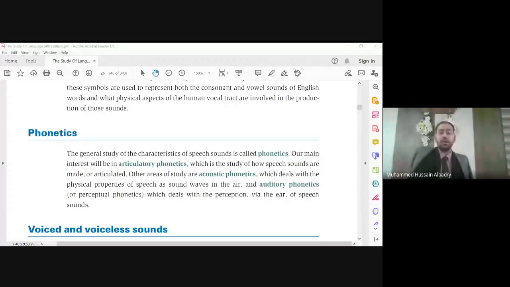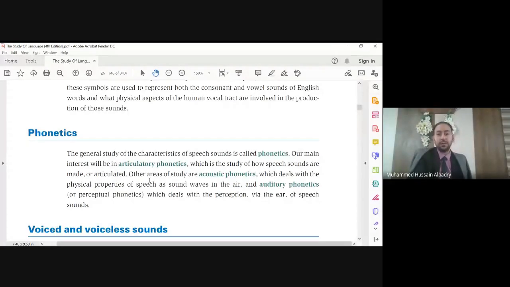We have here types of phonetics: articulatory phonetics, acoustic phonetics, auditory phonetics. What is important about this chapter and the following 3 chapters is definitions. What are the definitions and examples, of course. So articulatory phonetics, it is what? The study of how human speech sounds are produced, how they are made, articulated. Articulated here means made, produced.